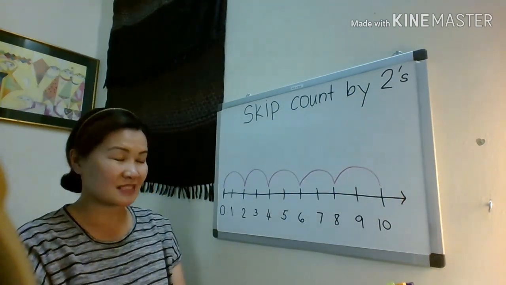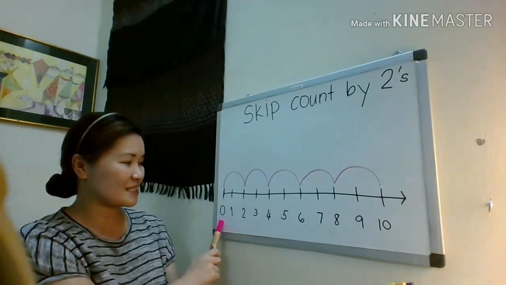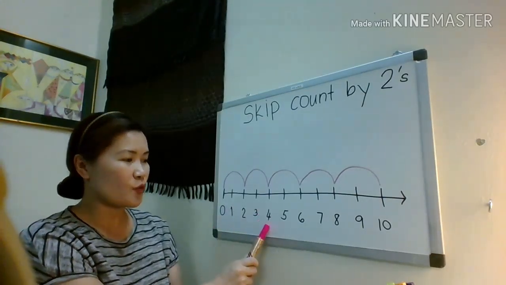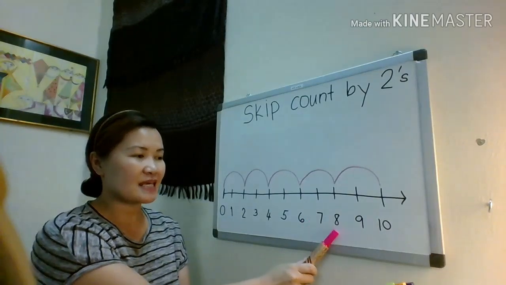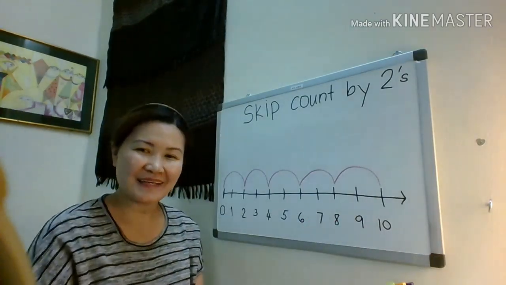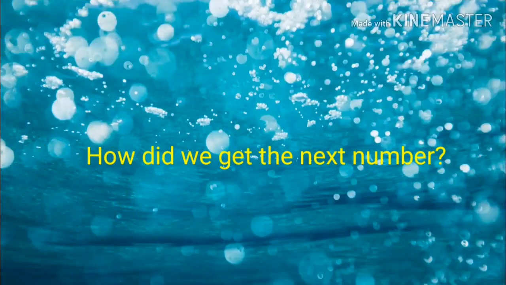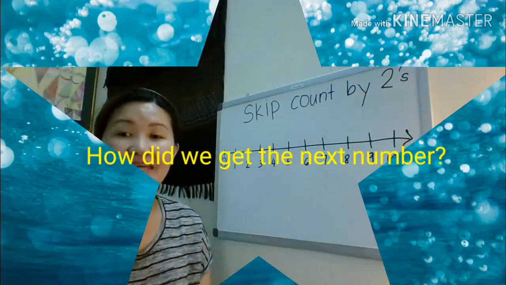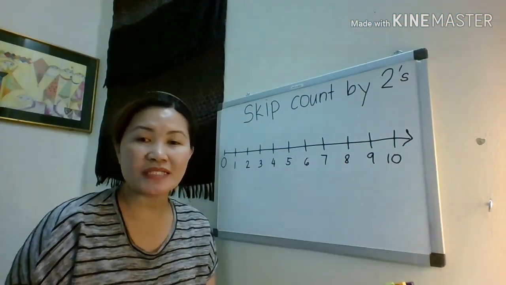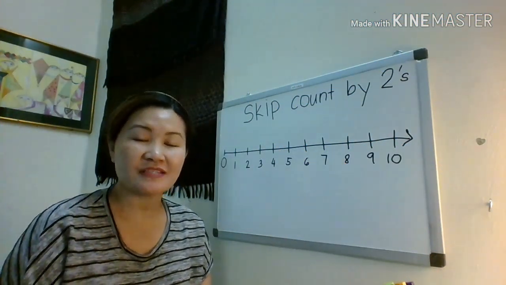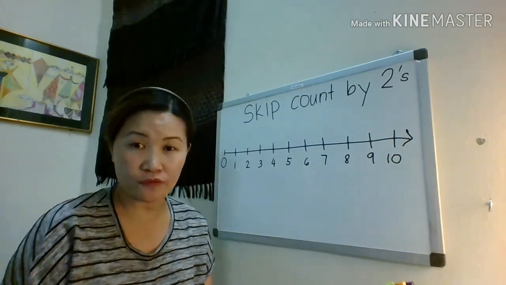So let's practice saying the numbers. So that's 0, 2, 4, 6, 8, 10. Excellent! And another thing is, when we skip count, we add the same number over and over.